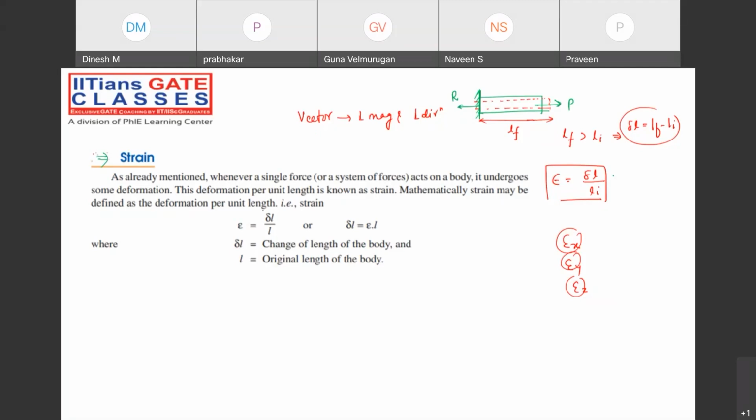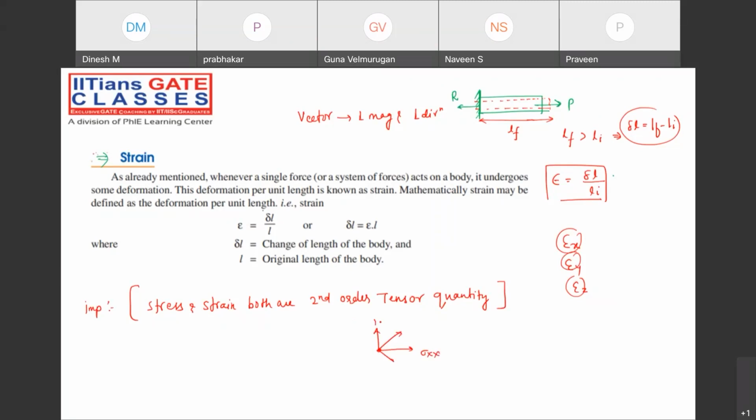Yes. See, stress and strain, please note down, both are second order tensors. Tensor quantity. Please note down, very, very important. What is the meaning of second order tensor? It is a physical quantity which has a specific magnitude, but many directions. You don't have only a single direction, right? It has multiple directions.